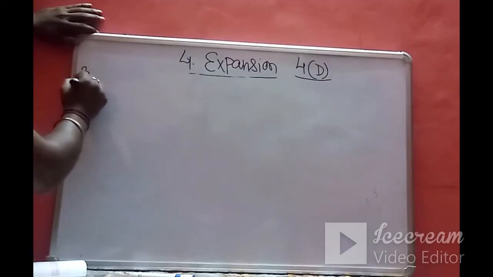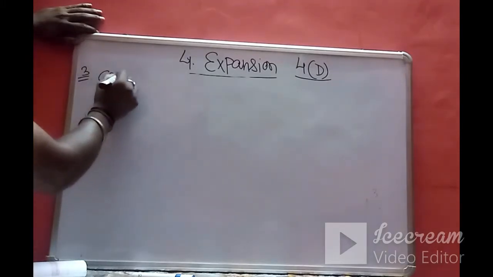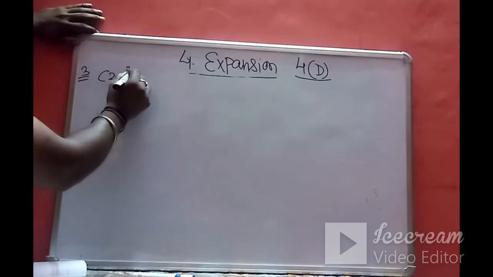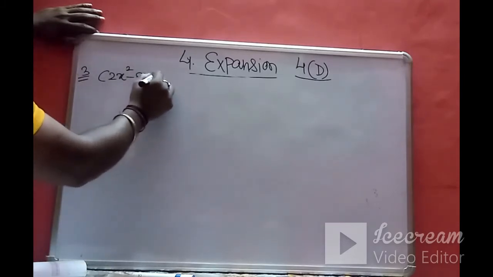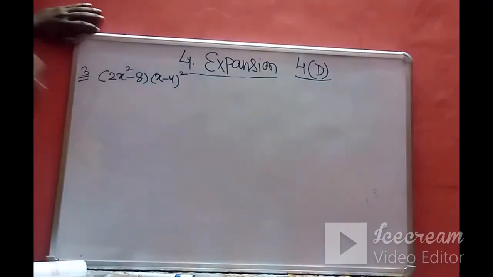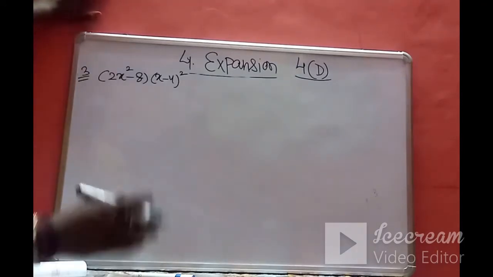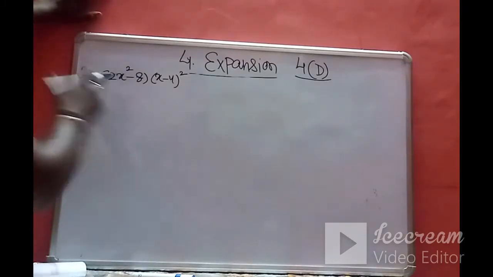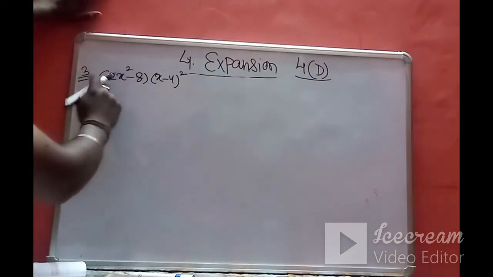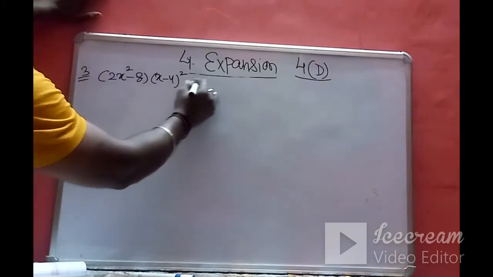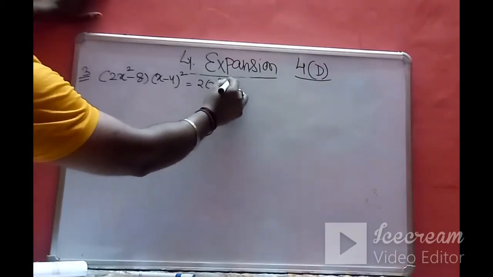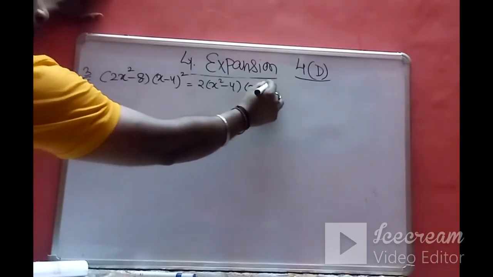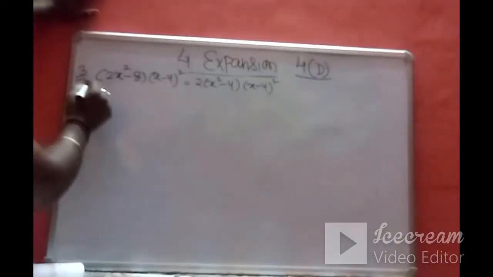So in question number 3, in the expansion of 2x square minus 8 into (x minus 4) whole square, this is the expansion, and in this we have to find the coefficient of x cube, coefficient of x square and the constant term. So for that, we are going to solve it. I will take 2 as common, so it becomes 2 into (x square minus 4) into (x minus 4) whole square, like this.